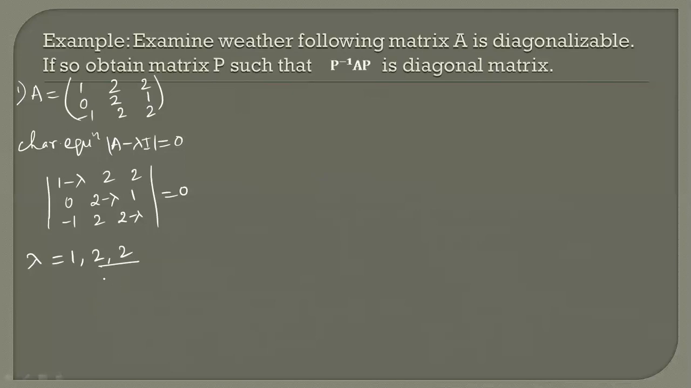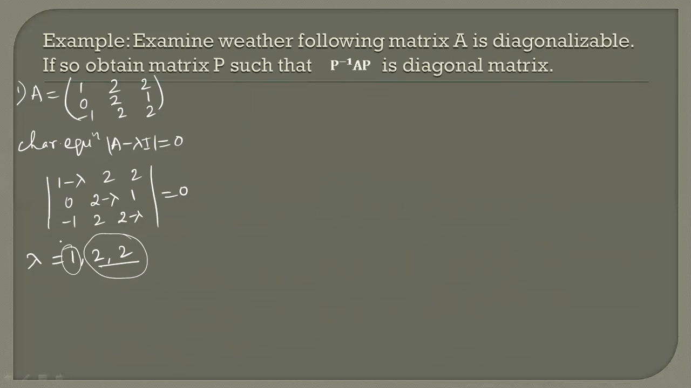Here we will use some smartness. We know that corresponding to lambda equal to 1, we will always get one linearly independent eigenvector. Now our aim is to find the eigenvectors corresponding to 2. If corresponding to 2 we get 2 linearly independent eigenvectors, and corresponding to 1 we get 1, then the total number of eigenvectors will be 3.